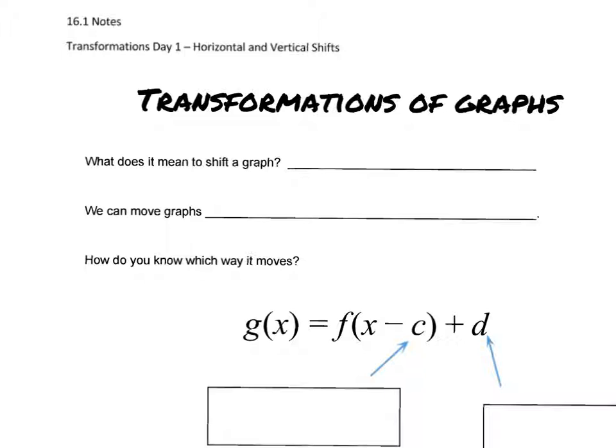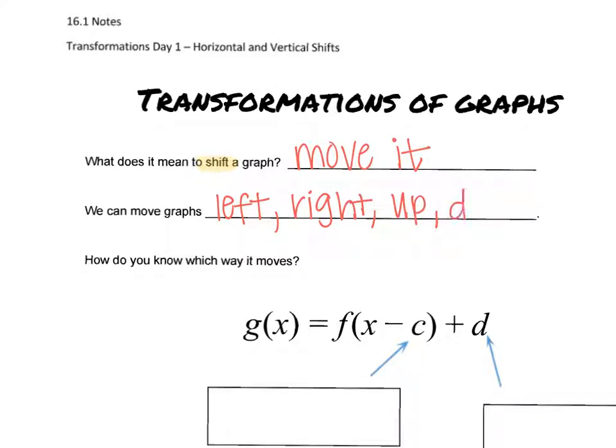So this word here, shift, again, this is a review because we did it with linear, but the word shift, all it means is we're moving it. We are moving the graph. We're sliding it up, down, right, left. So again, we can move graphs left. We can move them to the right. We can move them up, and we can move them down. So those are the 4 types of shifts that we can have.